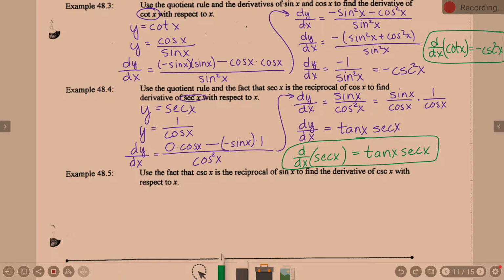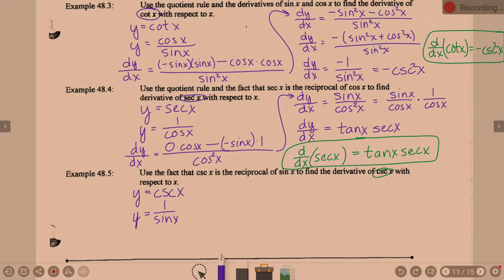Okay. Example 5. We've got one left to do, right? Use the fact that cosecant is reciprocal of sine to find the derivative of cosecant with respect to x. So we want the derivative of cosecant. So y equals cosecant x, and so next we're going to say that instead of cosecant, the reciprocal, it's 1 over sine x.